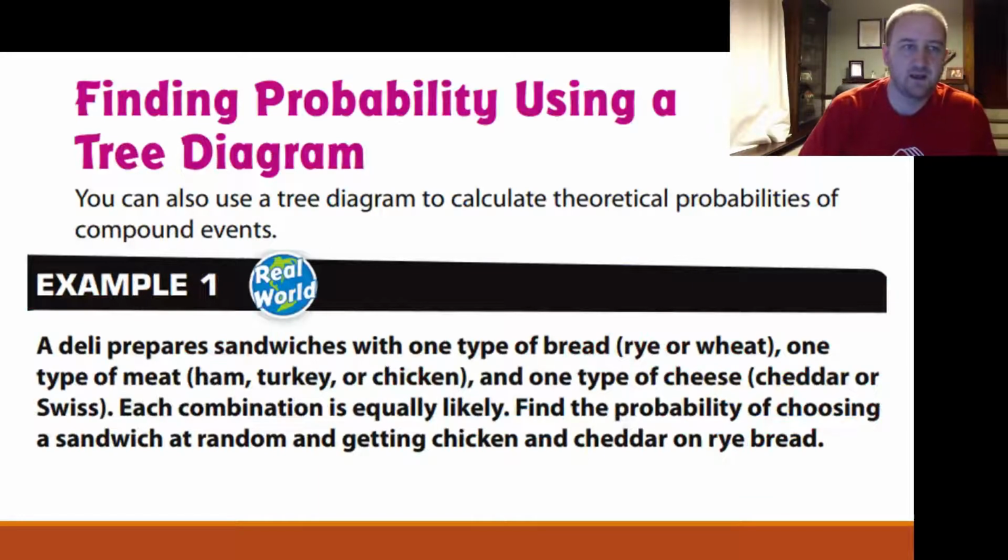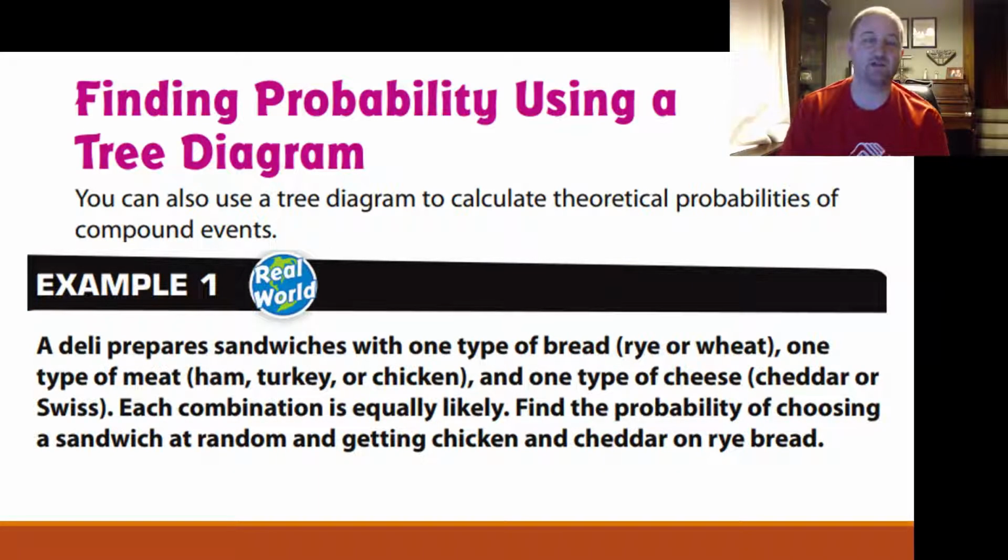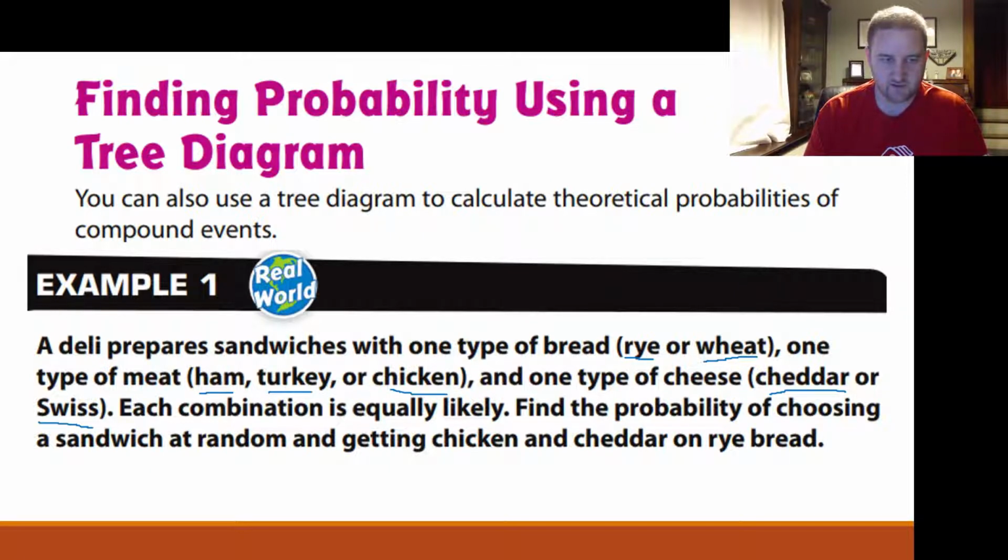Okay? Next, finding probability using a tree diagram. You can also use a tree diagram to calculate theoretical probabilities of compound events. So a deli prepares sandwiches with one type of bread. You can get rye or wheat, one type of meat, ham, turkey, or chicken, and then one type of cheese, cheddar or Swiss. Each combination is equally likely. Find the probability of choosing a sandwich at random and getting chicken and cheddar on rye bread.